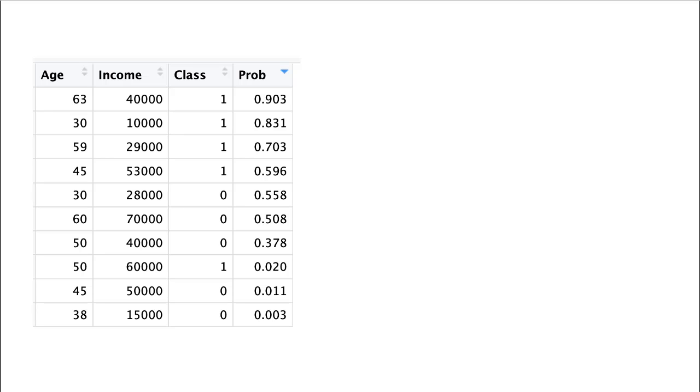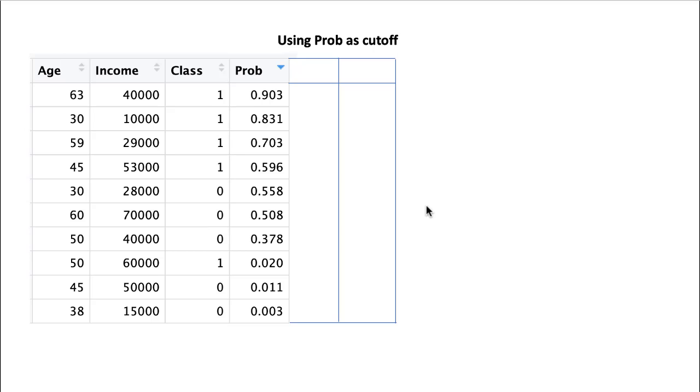Okay, so now what we are going to do is consider many alternatives for the cutoff probability. And for every alternative, we want to look at the trade-off that occurs between the true positive rate and the false positive rate. Okay, so let's do this. Let's take a look at considering each of these probability values as the cutoff.